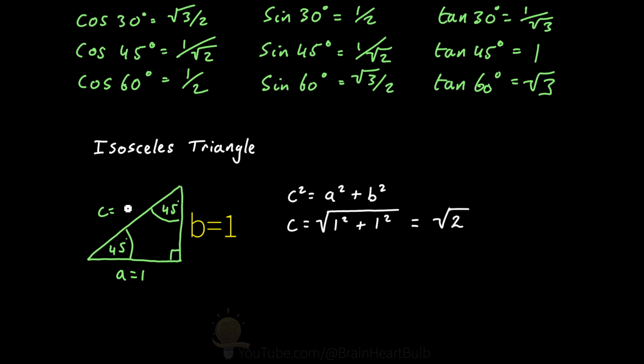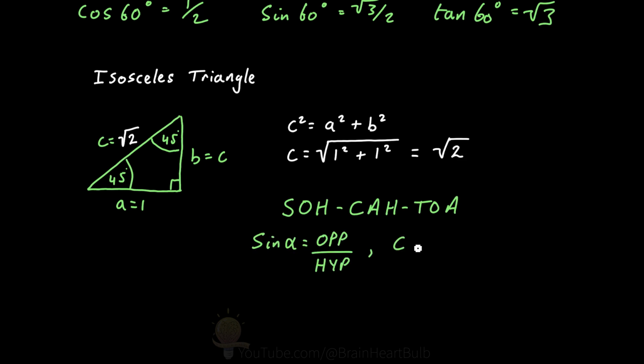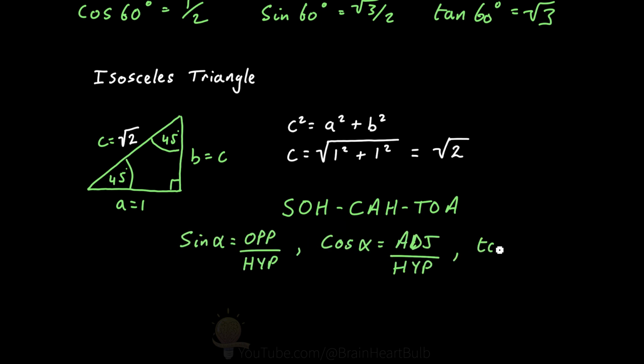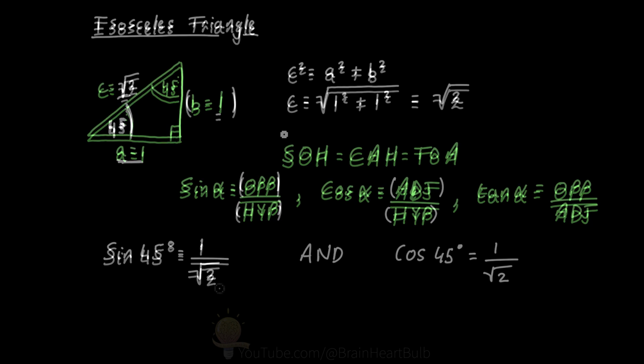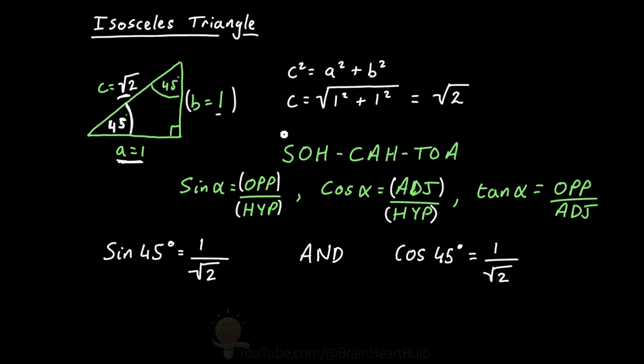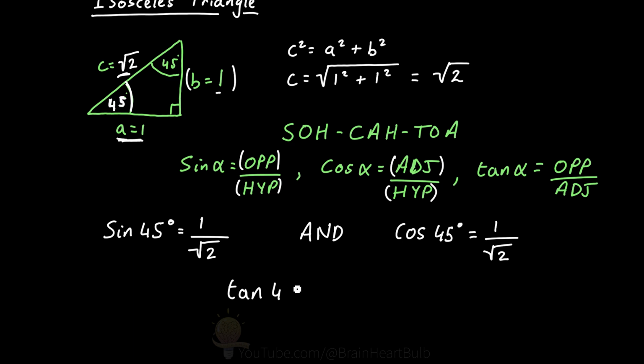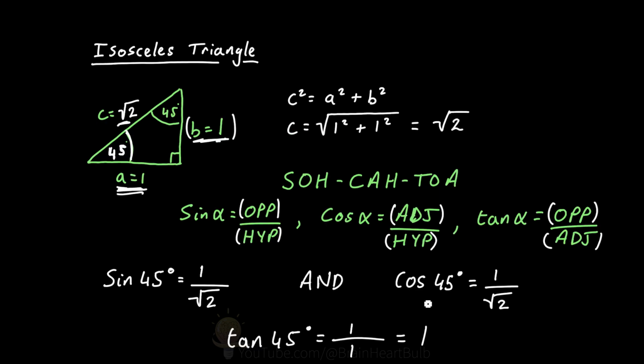Now we can use the SOHCAHTOA acronym to give us the ratios of the sides. So sine 45 is equal to the opposite divided by the hypotenuse, which in this case is 1 over the square root of 2. Cosine 45 is the adjacent divided by the hypotenuse, and again this is 1 over the square root of 2. And tan 45 degrees is equal to the opposite divided by the adjacent, which is 1 over 1, or 1.